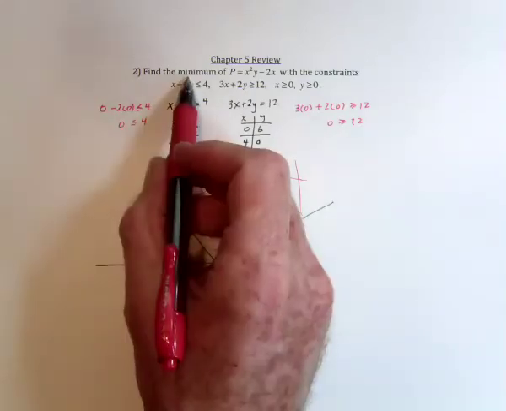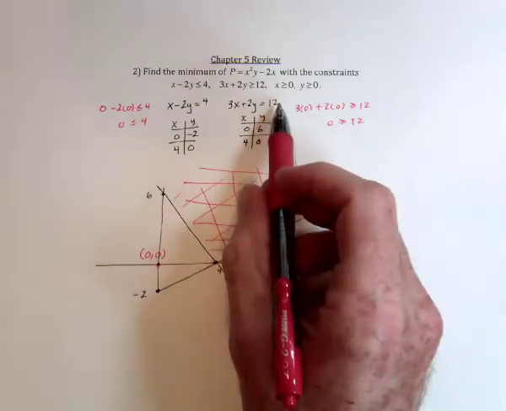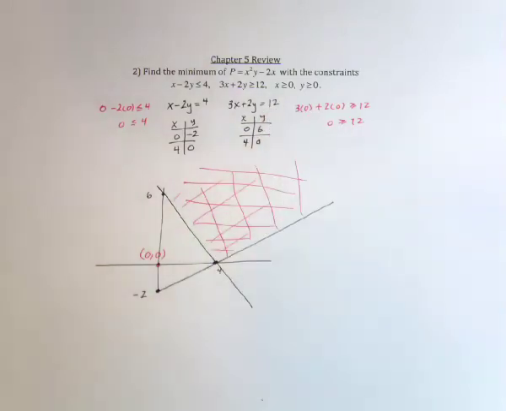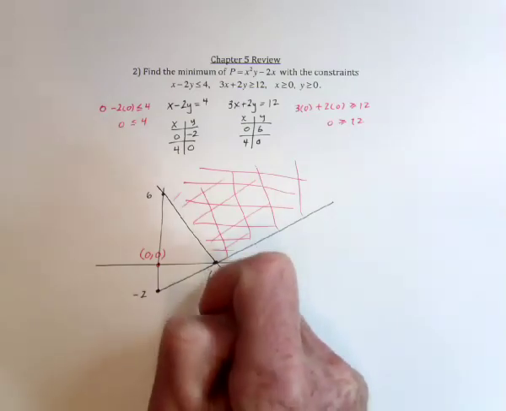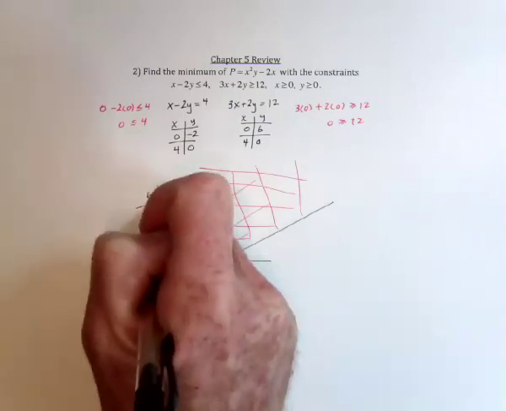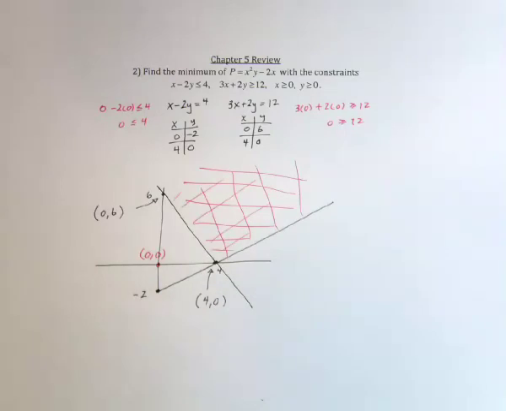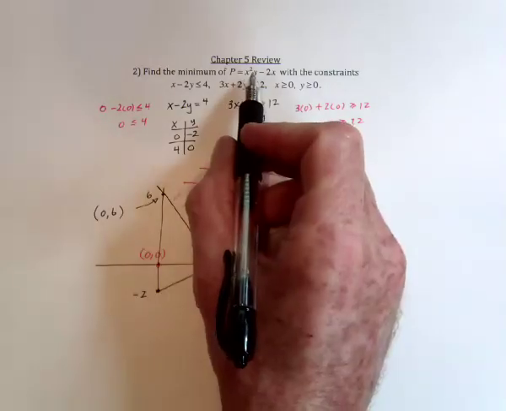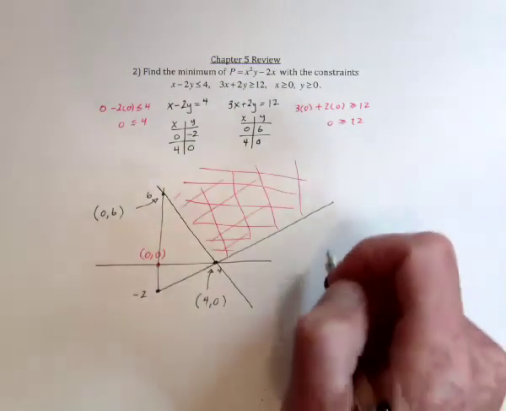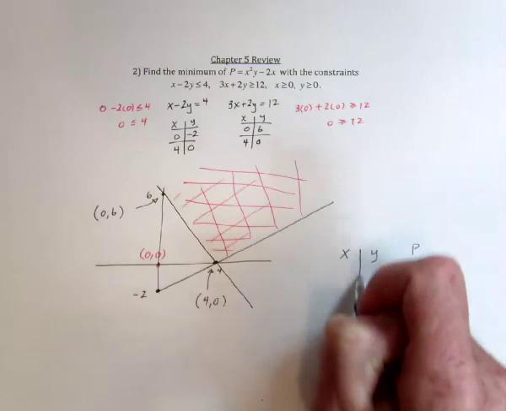If we were being asked for a maximum, since this region is going up forever, the maximum would be infinity. But it's asking for a minimum. So then take the corners, the corner points, which are this one, 4, 0, and this one, 0, 6, and test those in this function and see which one gives you the smaller value. One of them has to give you the minimum.